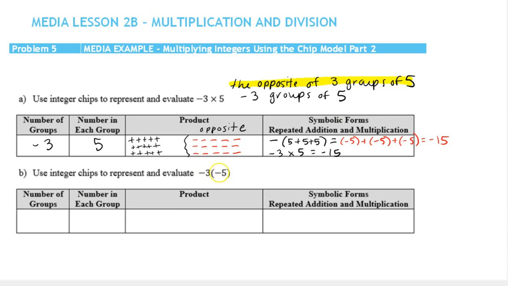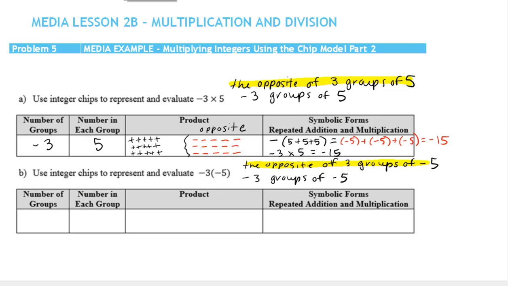So we have -3 times -5, or -3 groups of -5. And remember we said the groups of -5 isn't problematic because we could use negative sign. It's the -3 groups that's problematic. So we're going to find the opposite of three groups of -5. And again, let's highlight that so we remember what we're finding.